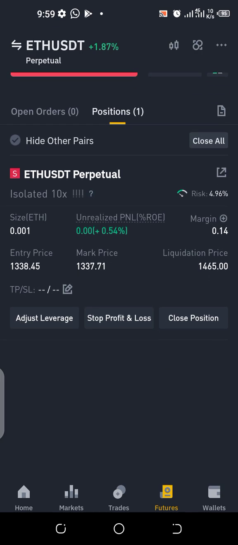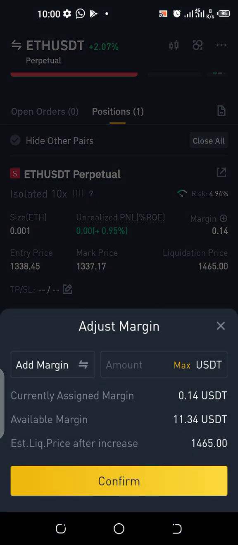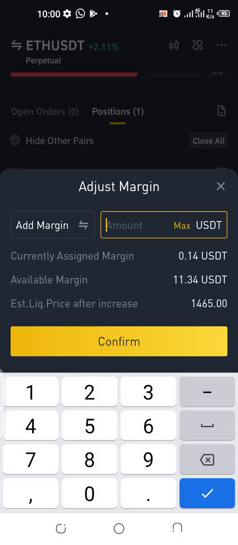Now, if the price rises to 1465 USDT, my investments will liquidate. You see, so it only works if the price drops. And of course, as I did when I was longing Ethereum USDT, I can add margin, I can add extra margin, this time to increase the liquidation price.